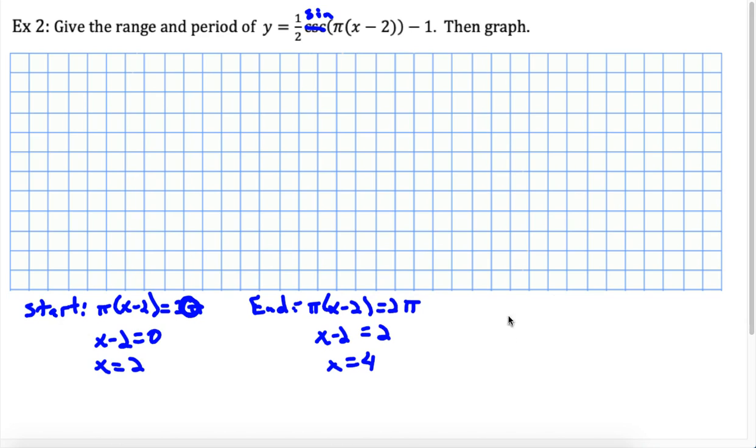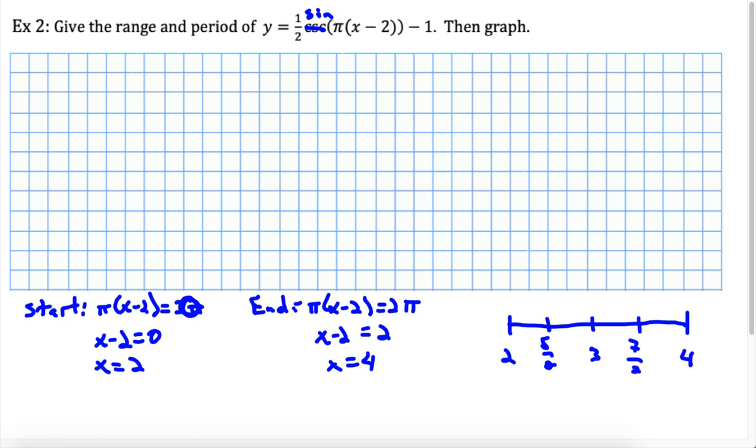So I'm going from 2 to 4 on the x-axis. That's pretty easy to split up into fourths. The middle would just be 3. Then the middle here would be 2.5 or 5 halves. The middle here would be 3.5 or 7 halves.